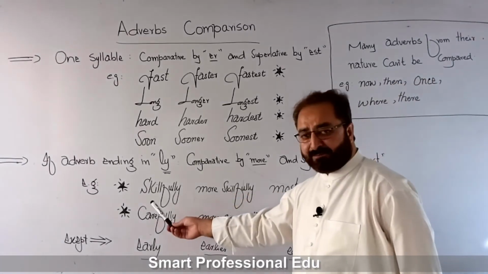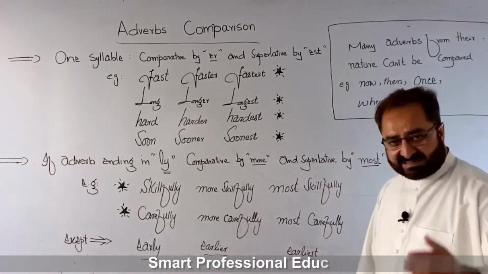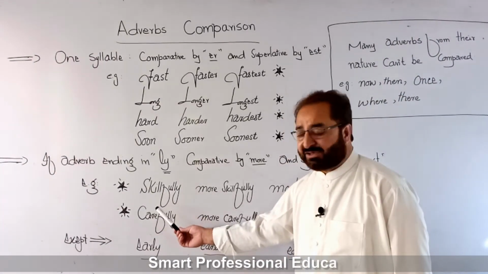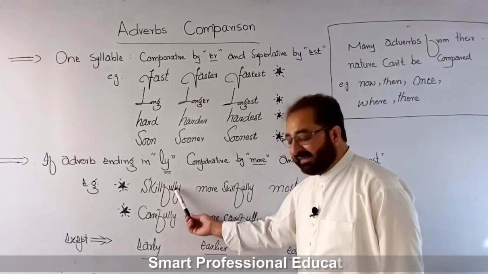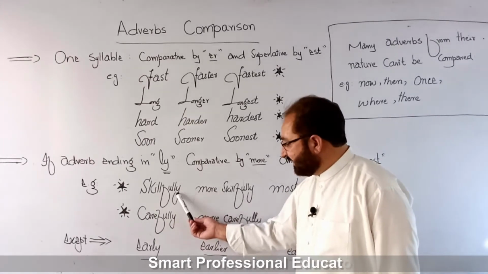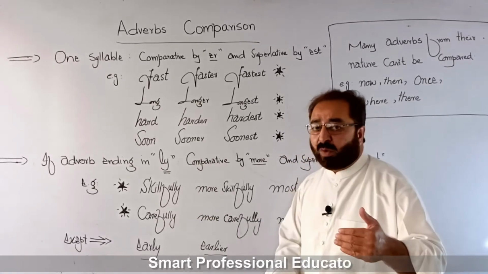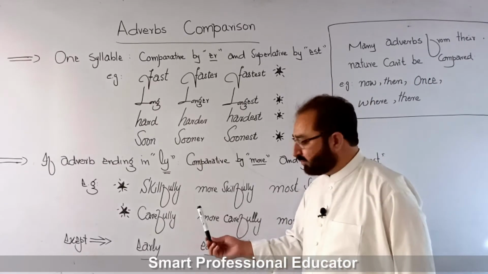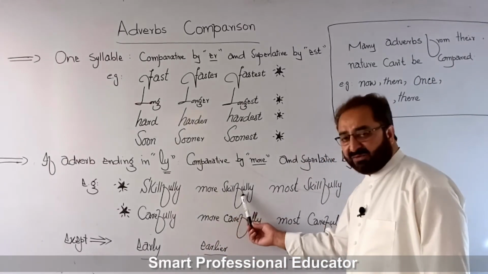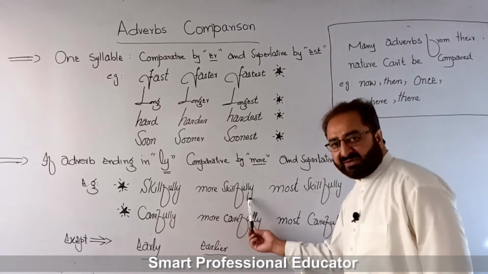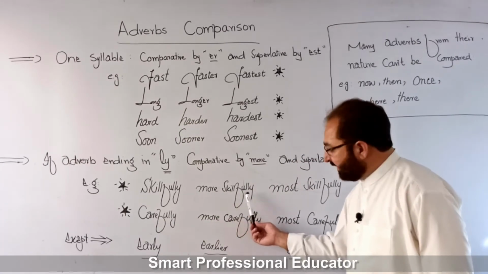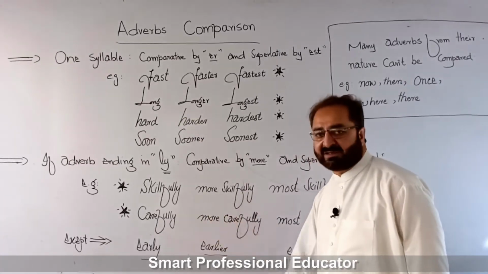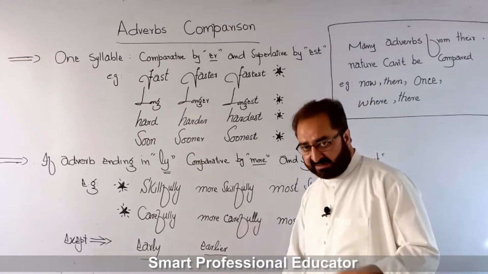Now look at these examples. Skillfully: this is the positive degree of the adverb skillfully. At the end here we have ly. Now, if there is ly and we want to make it comparative, we will add more before the positive degree of the adverb. Here also it is skillfully. This is the positive form, but we added more before this adverb, so skillfully, more skillfully. Now it became the comparative degree.